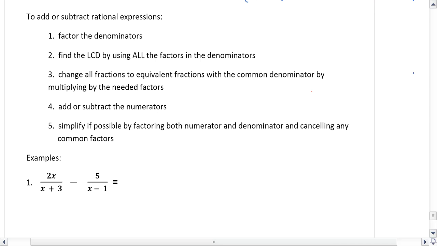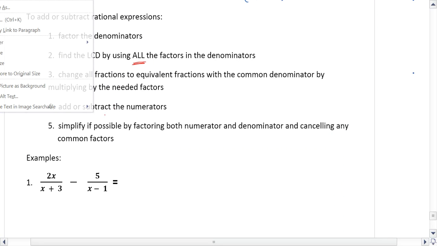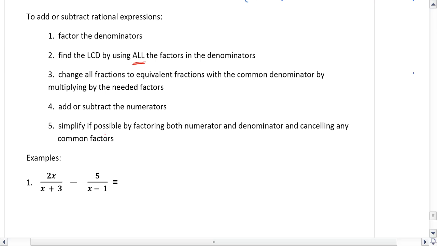And that is the strategy we use here. You find your common denominator by using all the factors. This is a very important word here. We use all of them. We don't leave out any factors when we come up with our common denominator. And so we have to rewrite these fractions as equivalent fractions with common denominators. So in this step, figuring out what we need to multiply by is the trick. And after we have them all set up as common denominators, then we just go ahead and add or subtract the numerators. And when we're done, if possible, by factoring the numerator, we may be able to reduce it by canceling any common factors.